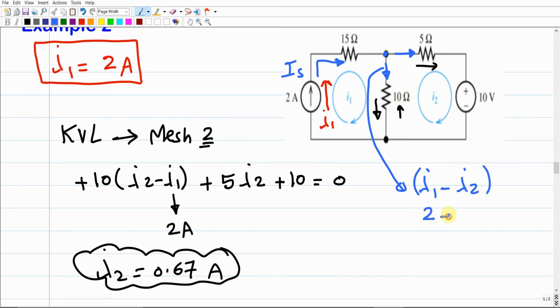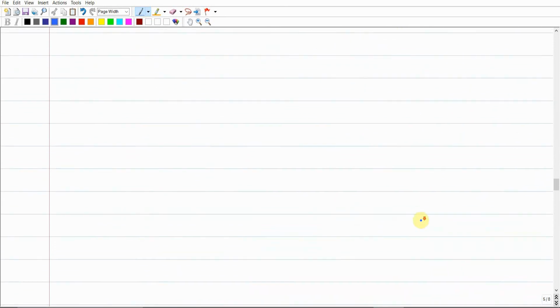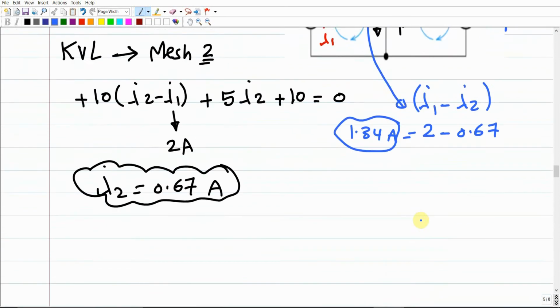I1 is 2, I2 is 0.67. So it's 2 minus 0.67, which gives us a current equal to 1.34 ampere. This should be the current over the 10 ohm resistance. But how about the current over the 5 ohm resistance? It is 0.67, which is I2. How much is the current over this voltage source? It is 0.67, going down, as already given here. Make sense? So this is the second example, a very simple example that we considered here. Make sense?